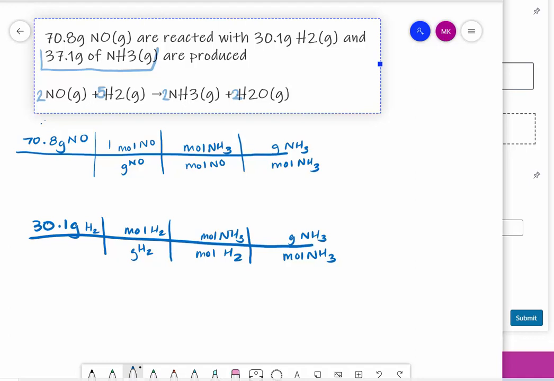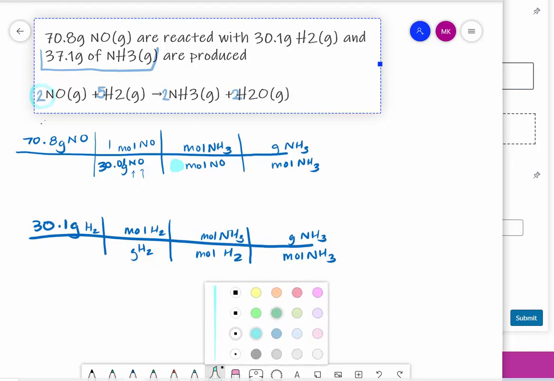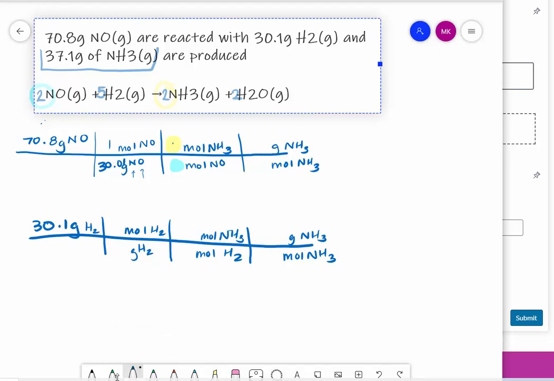Now we have the molar mass of nitrogen monoxide is 30.01. I went to the periodic table. I looked up nitrogen. It's about 14. I looked up oxygen. It's about 16. So 30.01 grams of NO is 1 mole of NO. Now I look to the balanced chemical equation. And the number that goes for moles of NO is this coefficient here. The number that goes for moles of ammonia is this coefficient here. So we need that balanced chemical equation. Now in this case, they both happen to be 2, so that's convenient.